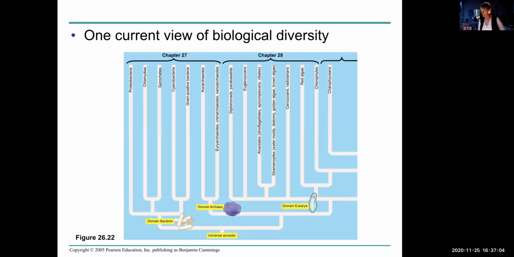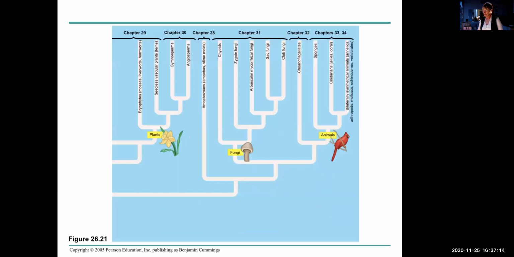This is what we looked at in chapter 27. We looked at prokaryotes in chapter 28, eukaryotes or protists. And so these are all the things that we've been looking at. The plants I hope to look at maybe by the end of the term, maybe fungi as well, I don't know. But we did cover Animalia pretty well, I think, in this term.